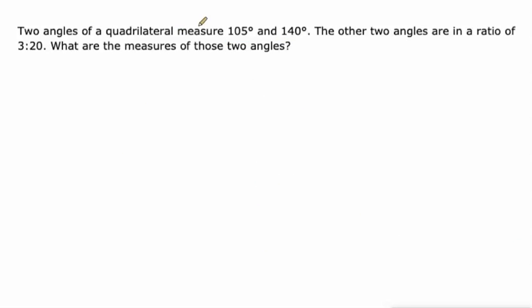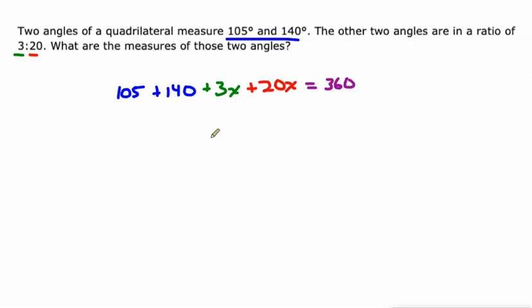Two angles of a quadrilateral measure 105 and 140. Okay, so there's two of our four angles, 105 and 140. The other two angles are in a ratio of 3 to 20. And we're going to figure out those two angles. All right, so I'm going to put in my equation 3x and 20x. And these four angles will always add up to 360 degrees in a quadrilateral. Okay, 105 and 140, that's 245. 3x and 20x, that's 23x.